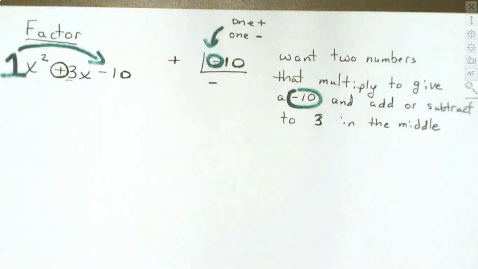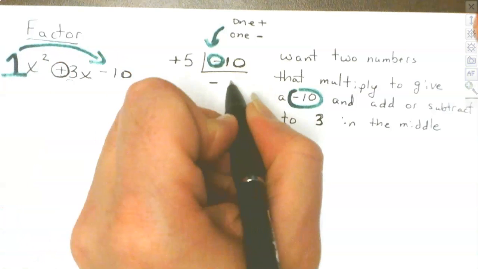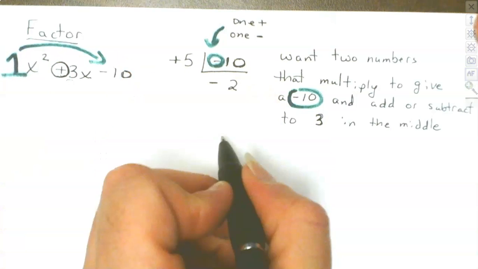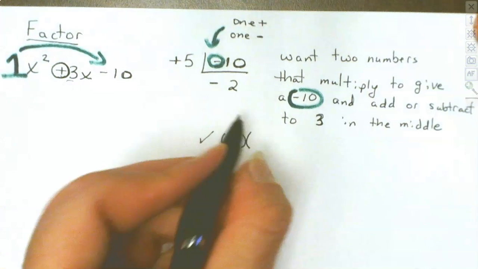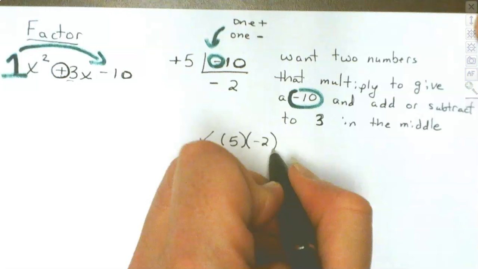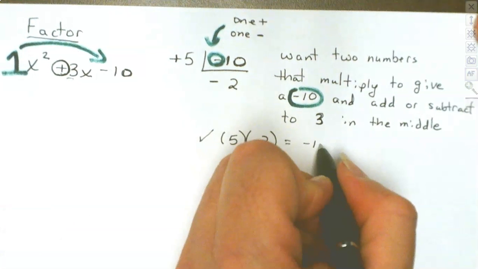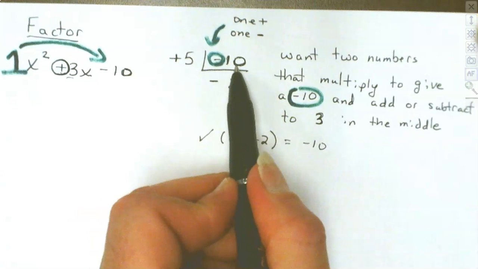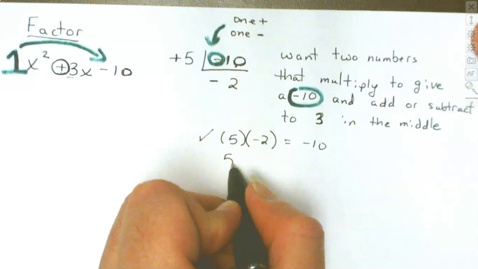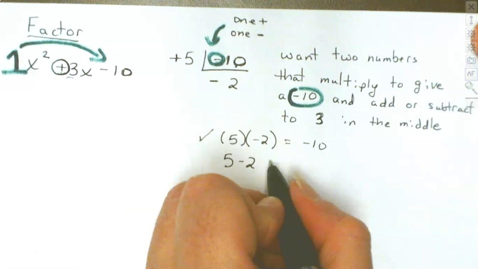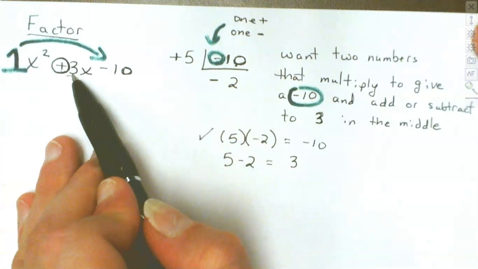Well, 5 and 2 would work. 5 and negative 2. And we can check because 5 times negative 2, well, what is that? 5 times negative 2 is a negative 10. See how that matches in the box. What about 5 minus 2? Well, 5 minus 2 is a 3. See how that matches over there.